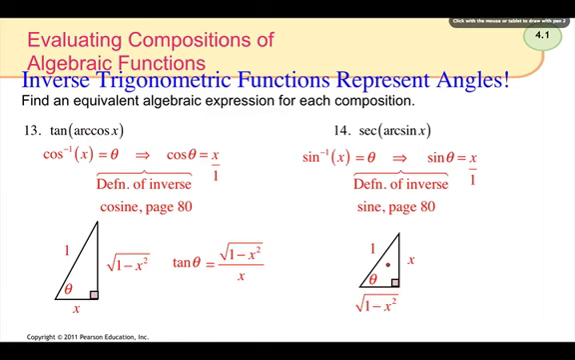So now that I have this, I should be able to find secant of, again, we let this equal to theta. So secant of theta, by definition, is equal to the hypotenuse over the adjacent, and this is the answer. And in this case, we don't have to rationalize. This is the answer to number 14.